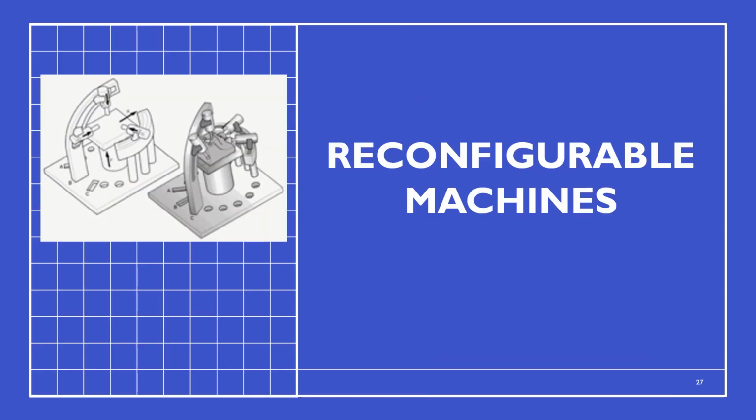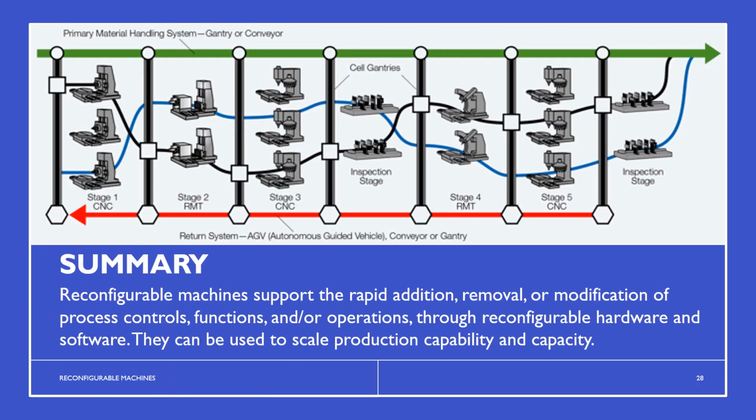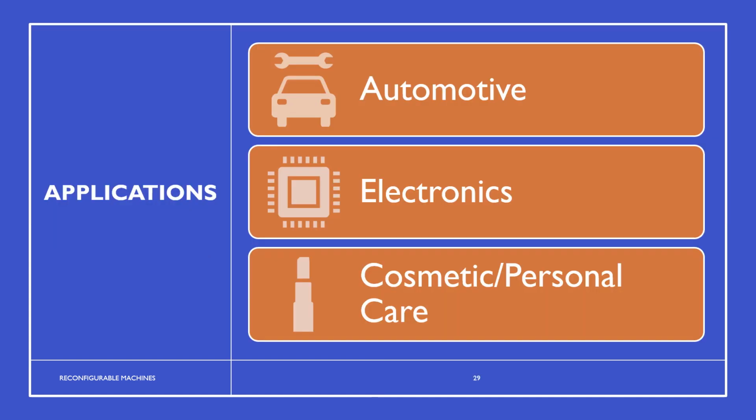My final topic is reconfigurable machines. Reconfigurable machines support the rapid addition, removal, or modification of process controls, functions, and/or operations through reconfigurable hardware and software. They can be used to scale production capability and capacity.